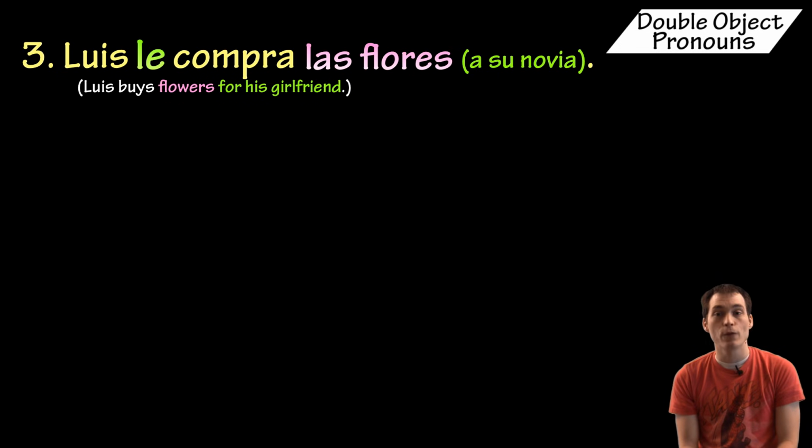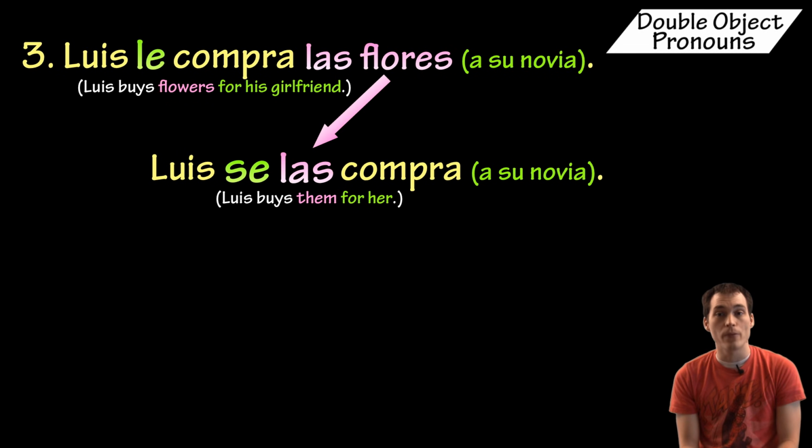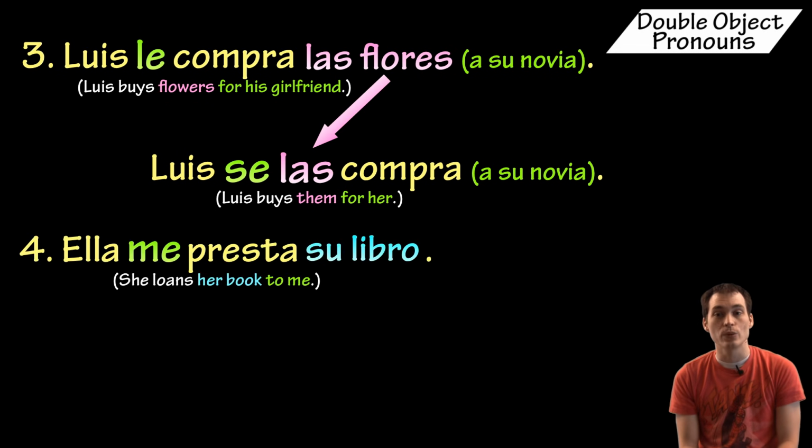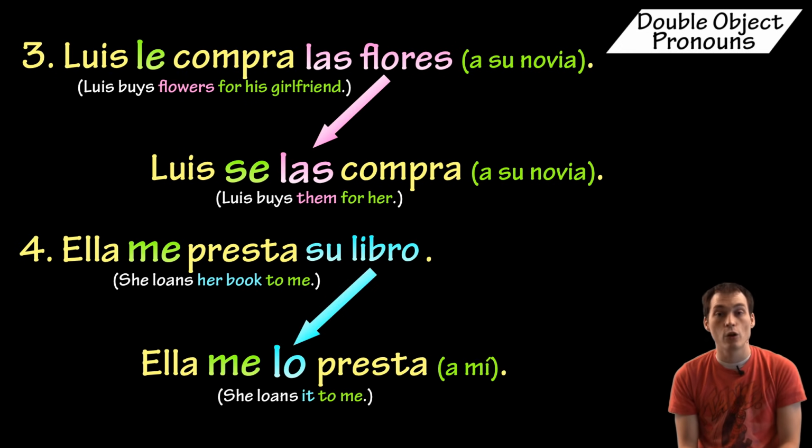Luis le compra las flores. If I wanted to say Luis buys them for her, Luis se las compra. Ella me presta su libro. If I wanted to say she loans it to me, ella me lo presta.